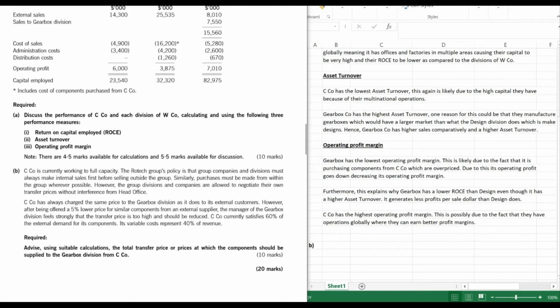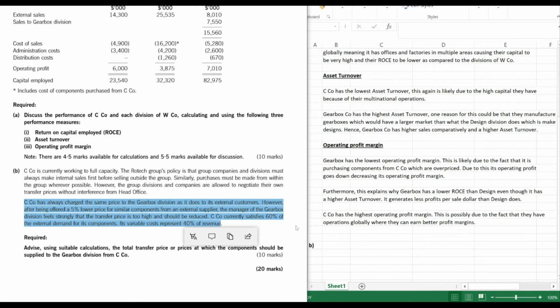However, the group's divisions and companies are allowed to negotiate their own transfer prices without interference from the head office. ACCA has always charged the same price to Gearbox as it does to external customers. However, after being offered a 5% lower price for similar components from an external supplier, the manager of Gearbox strongly believes that their transfer price is too high, okay, and should be reduced. ACCA currently satisfies 60% of the external demand for their components, and its variable costs represent 40% of revenue.